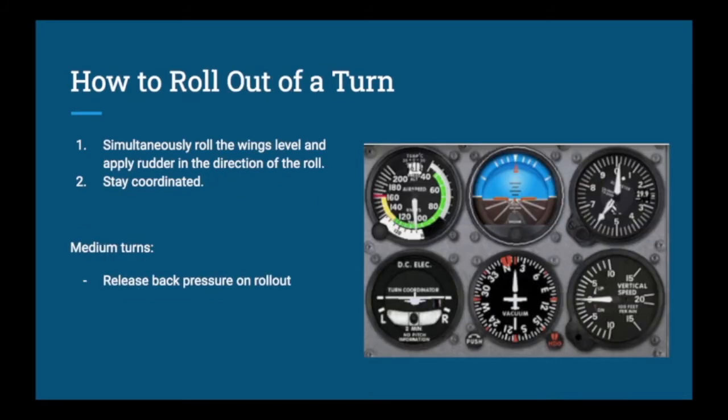Now, rolling out onto a heading or a landmark, if you're using a town, a lake, maybe a highway, whatever you want to roll out on, just before the turn, you're going to simultaneously roll wings level, apply rudder in the direction of the roll to stay coordinated, and you'd release any back pressure that you had if you were holding the nose up in a medium to steep bank.